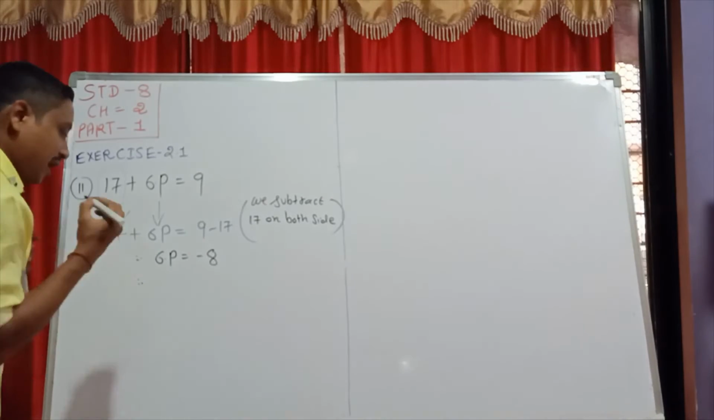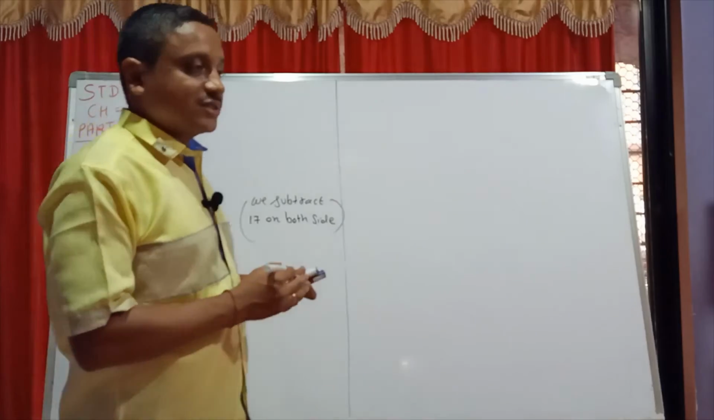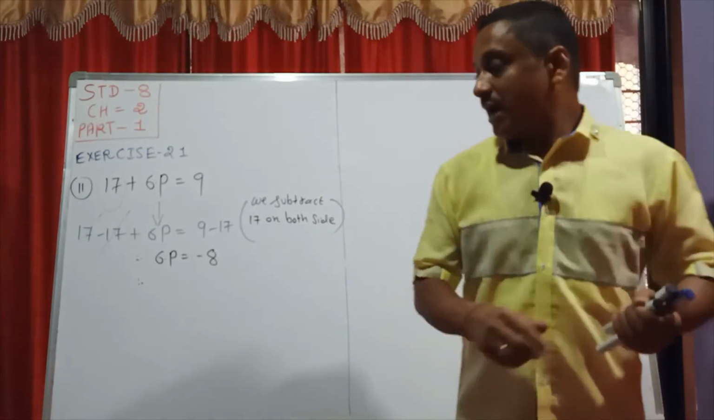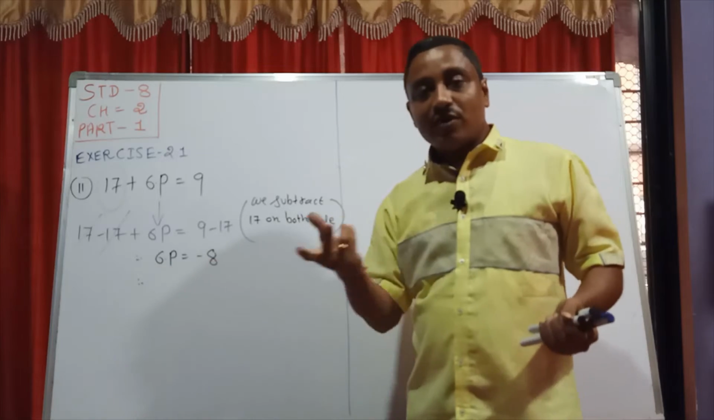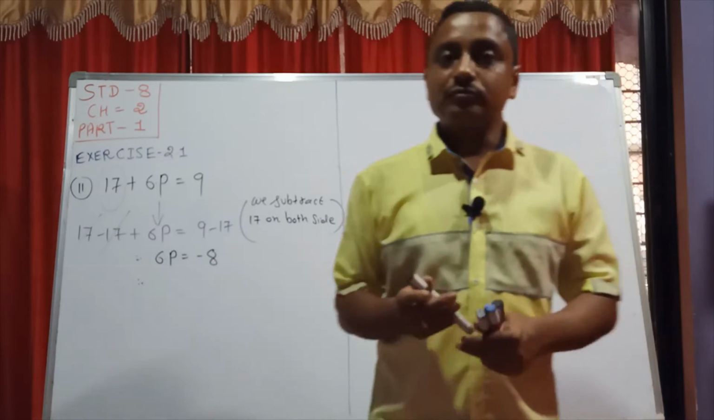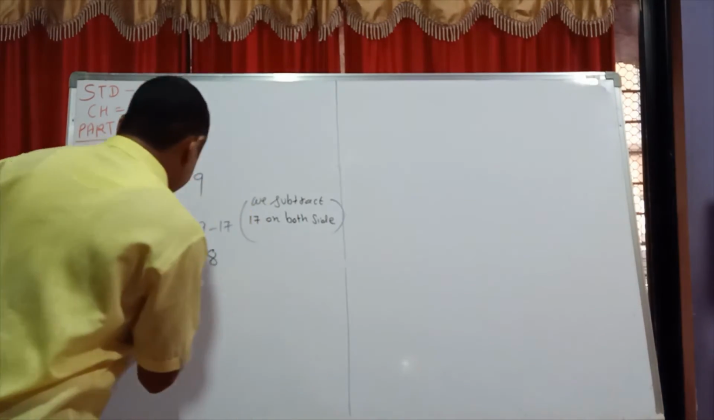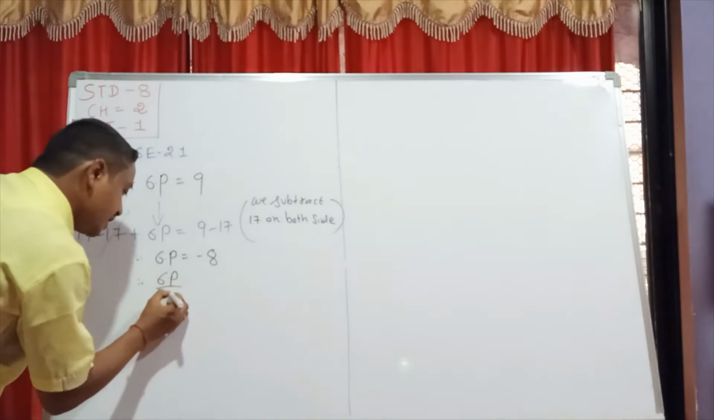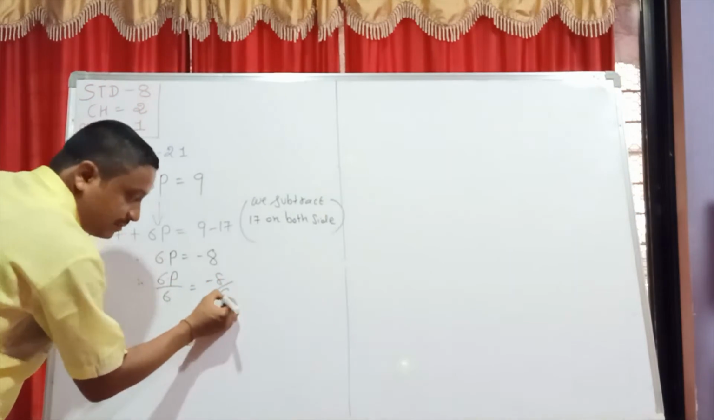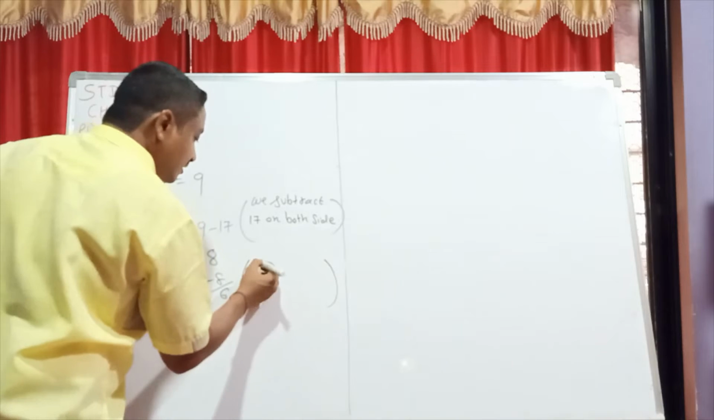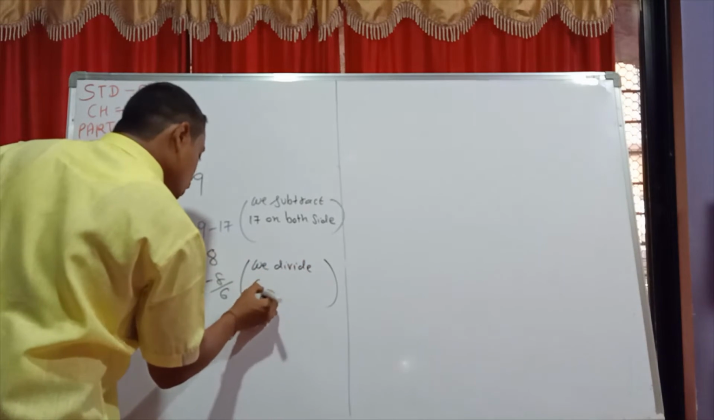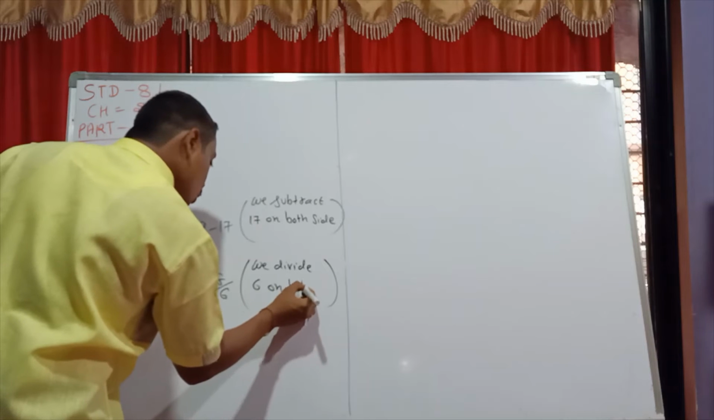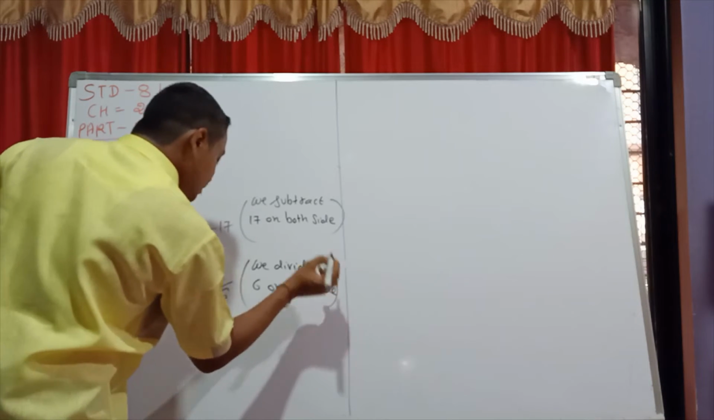So now what to do? For 6p is equal to minus 8, I want this p only. That's why dividing by 6 on both sides. So here 6p divided by 6, here also divided by 6, and side by side mention we divide 6 on both sides. Students, this is happily done.